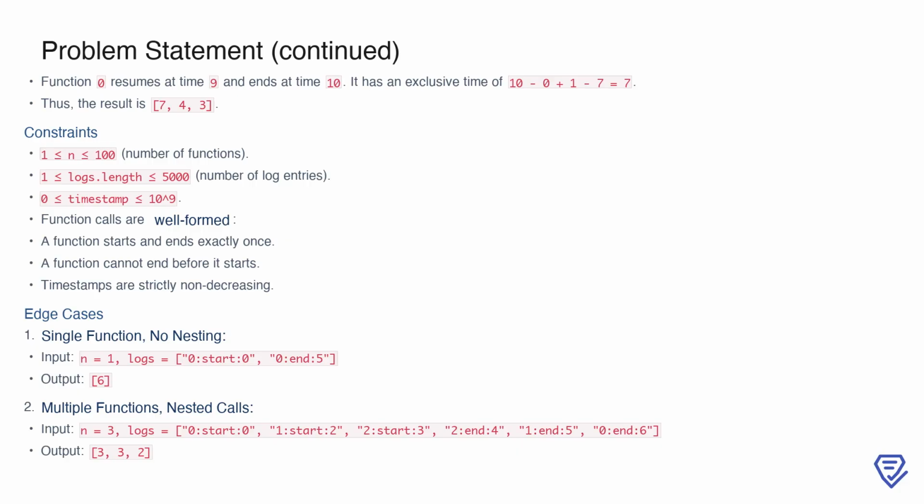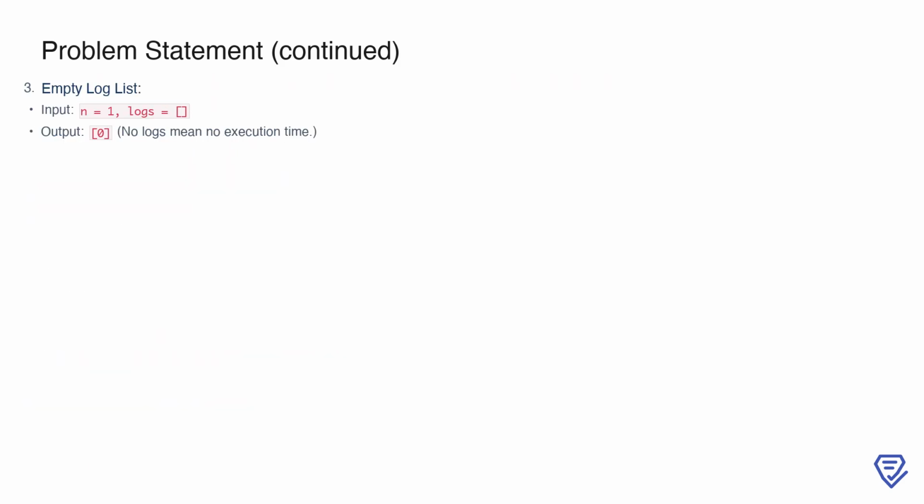Additionally, the problem guarantees that there are no invalid scenarios, such as a function ending before it begins. Finally, let's consider some edge cases. If the log list is empty, such as when n equals 1 and logs equals an empty list, the output should be 0, because no logs imply no execution time.